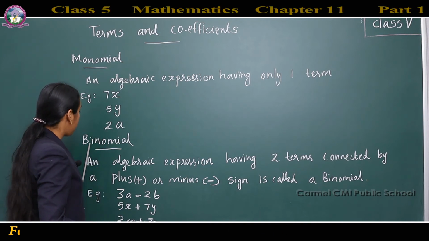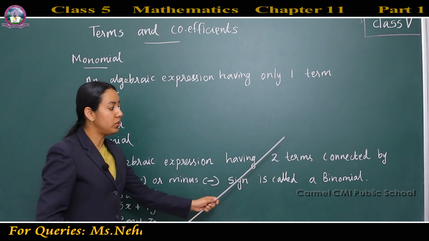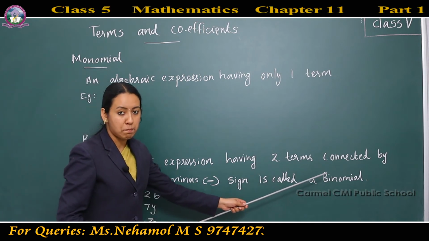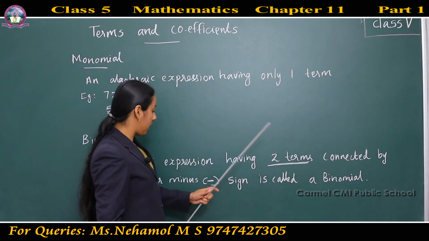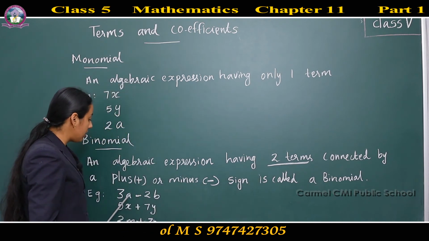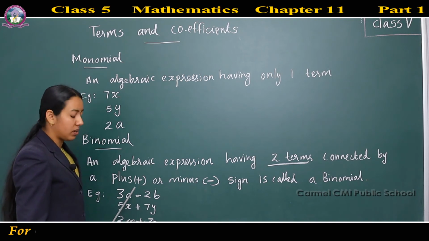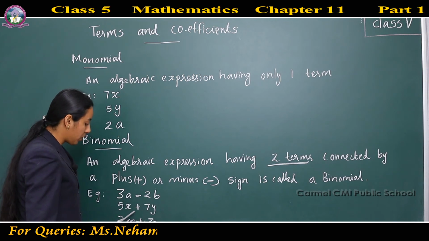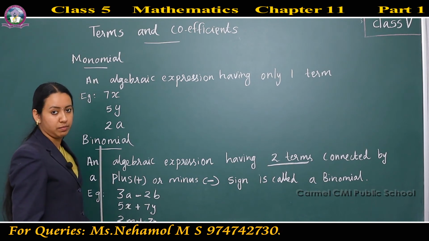The next one, binomial. An algebraic expression having two terms connected by a plus or minus sign is called a binomial. Examples, 3a minus 2b. Two terms are there connected by a minus sign. Then next one, 5x plus 7y. Next one, 2m plus 3n. These are examples of binomial.